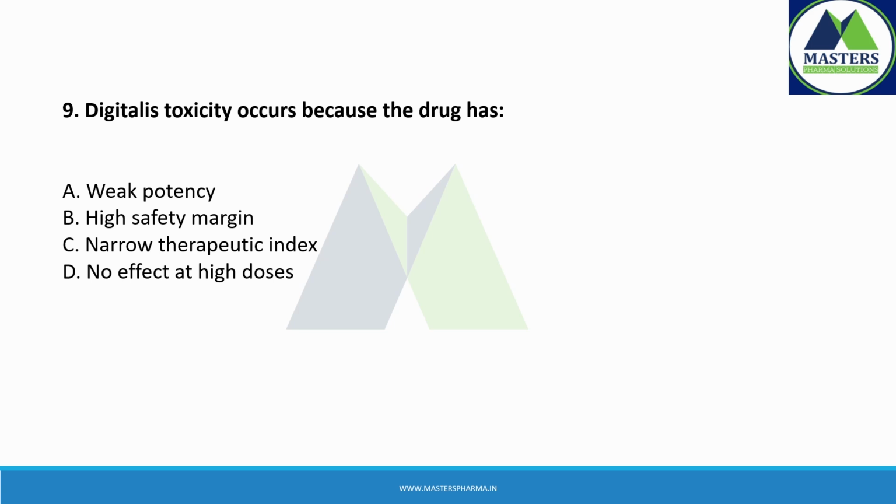Digitalis toxicity occurs because the drug has dash. Options: weak potency, high safety margin, narrow therapeutic index, no effects at high doses. The correct option is option C, narrow therapeutic index. Digitalis, for example digoxin, has a very small difference between the therapeutic dose and the toxic dose. Because of this narrow therapeutic index, even a slight increase in blood levels can lead to severe toxicity. So the correct option is narrow therapeutic index.